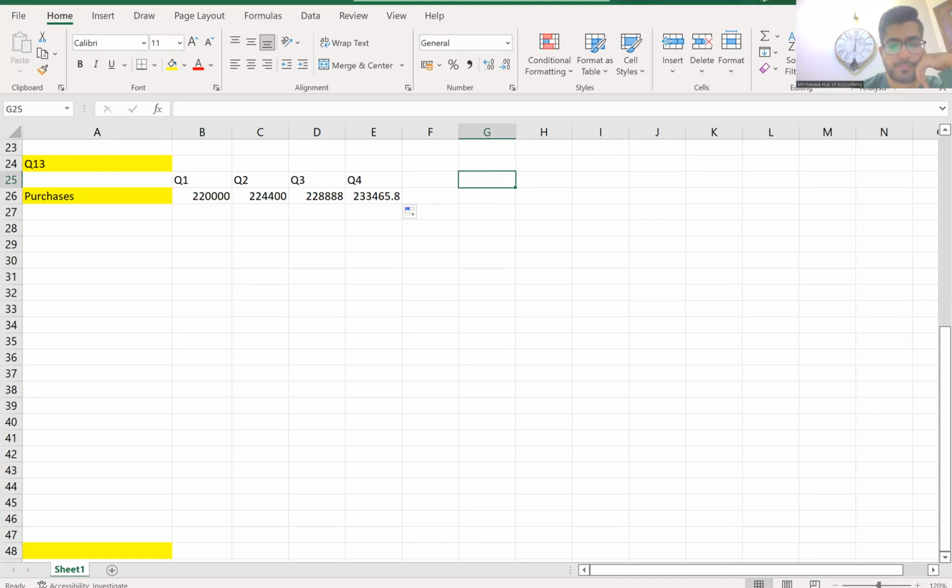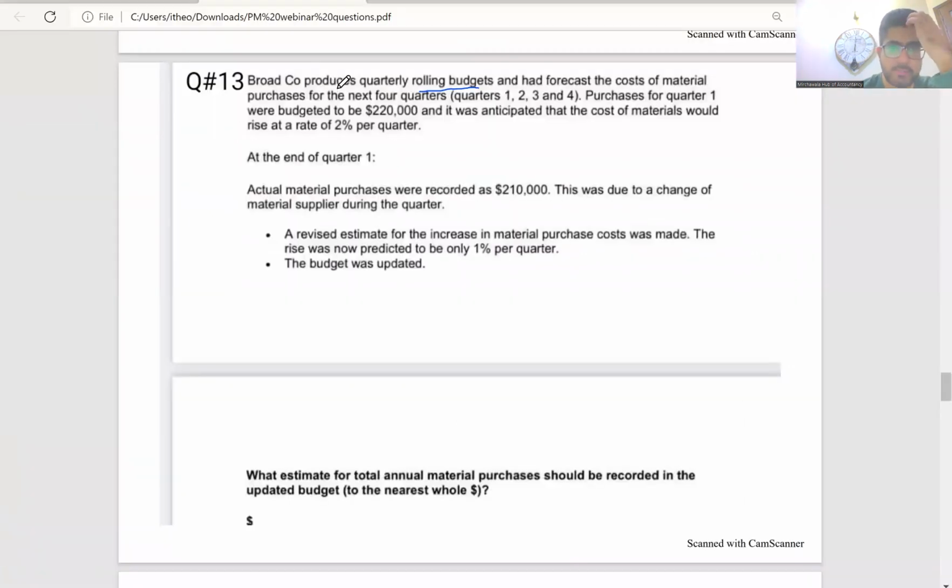Okay, this is what it says. That Broad Company produces quarterly rolling budgets, had forecast the cost of material purchases for the next 4 quarters, 1, 2, 3, 4. So purchases for quarter one were 220,000, and it was anticipated that the cost of materials would rise at a rate of 2% per quarter. At the end of quarter one, you made a budget for 4 quarters. 220,000 was budgeted and 2% per quarter was the rise.